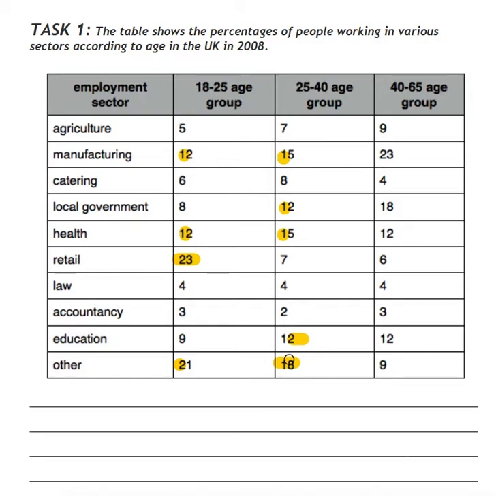And 40 to 65, we need to mention, of course, 23, 18, 12. You can see these ones are low. 4, 3, 2, 3, 6, 8, 4. Okay. Oh, I see education there. Okay, so yes.